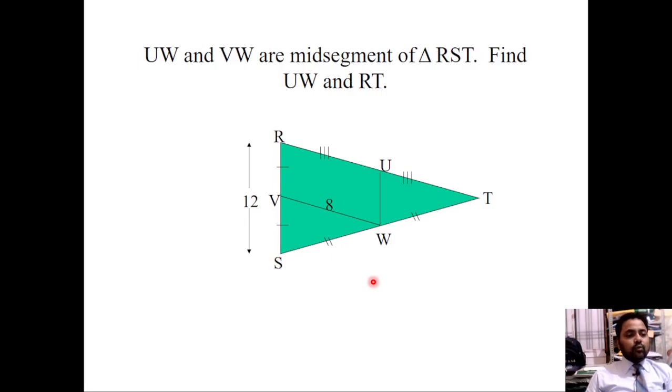UW and VW are the mid segments of triangle RST. Find UW and RT. You can do this also. Because the length given is 12 and RS is parallel to UW, here the length will be 6, half of RS.